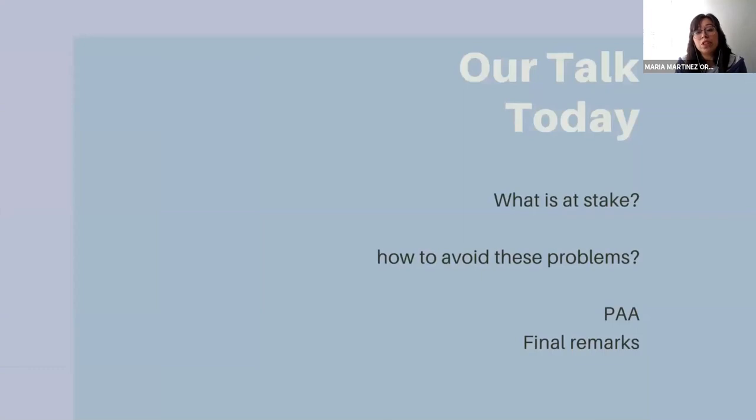So the plan for the talk is, first I will try to explain what is at stake when we are talking about applicability of logics and which type of results we are looking for as philosophers of logic and also philosophers of science. Then I will explain which are the problems that we have when aiming at getting these results, and how I suggest to avoid these problems. Later on, I will also address the paraconsistent reasoning strategies, or what I call the paraconsistent alternative approach. And then I will present some final remarks.